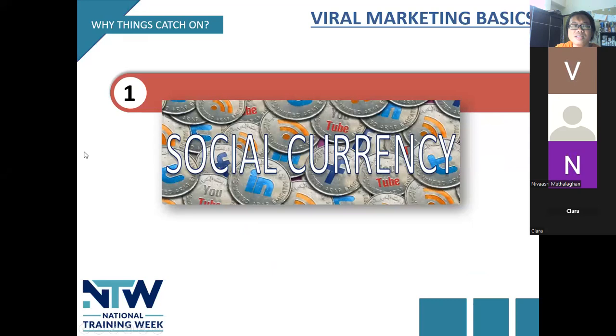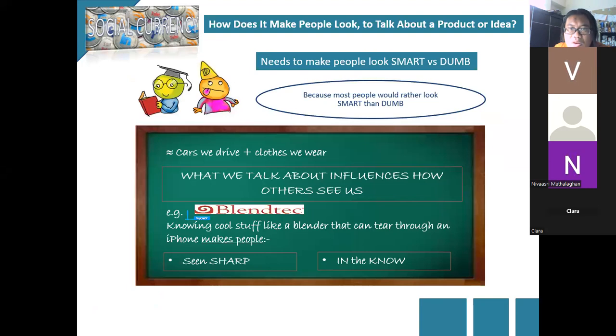Social currency. And just a brief introduction about these 6 things. Now, social currency, I'm going to go free format here. I'm not actually looking at my training manual because it's very fun and open to interpretation. When you talk about the perspective of social currency, what does it mean?